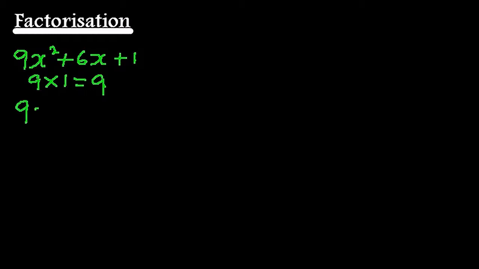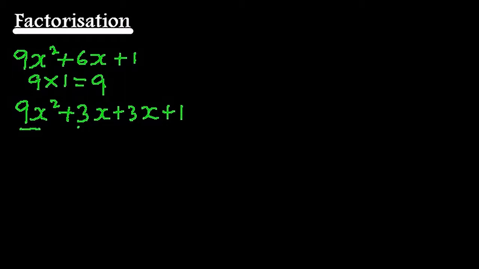So let's have a look at two more quadratic expressions. We have 9x squared plus 6x plus 1. So to factorize this, we multiply 9 by 1, and we get 9. We get two numbers such that when we multiply them, we get 9, and when we add them, we get 6. This is 3 and 3. So we write our expression 9x squared plus 3x plus 3x plus 1.